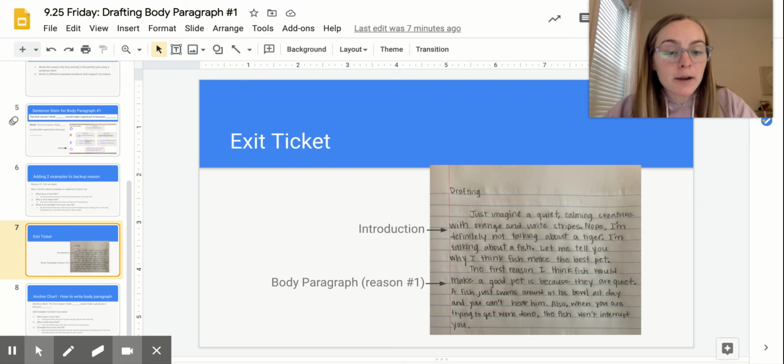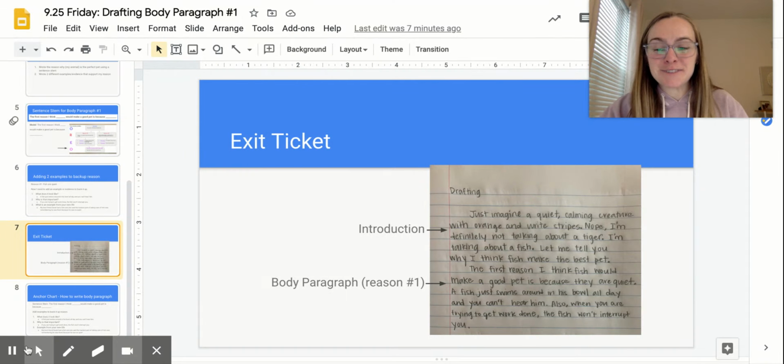This is what I want you to do. I want you to make sure that you have completed the criteria for success to write your very first body paragraph. Once you've done that, I want you to take a picture of your writing and submit it for your exit ticket. If you have any questions, please feel free to reach out to me or Mr. Martinez. I will see your work soon, friends. I'm so excited.